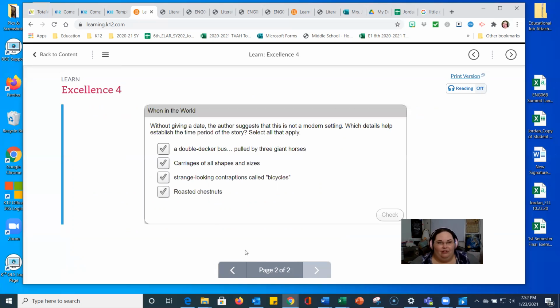We go to 2 because there's slide 2. Without giving a date, the author suggested this is not a modern setting. Which details help establish the time period of the story? Select all that apply. And again, copy and paste this into your review document. The double-decker bus pulled by 3 giant horses, carriages of all shapes and sizes, strange-looking contraptions called bicycles, roasted chestnuts.